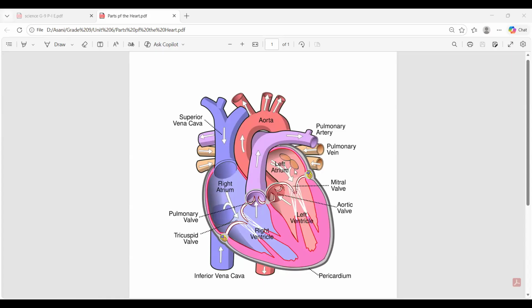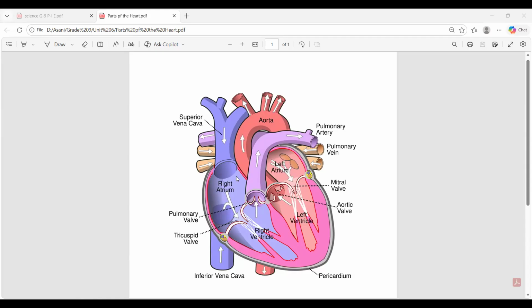And again, you can see here on the left side, left atrium, left ventricle. In between these, you can see the mitral valve is there, and the pulmonary vein opens to the left atrium, and from the left ventricle, the aorta starts, and at the starting point of the aorta, not just the aortic valve, the aortic semilunar valve is there. Okay.